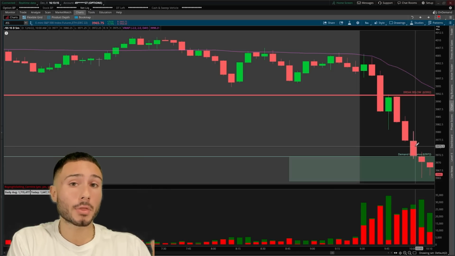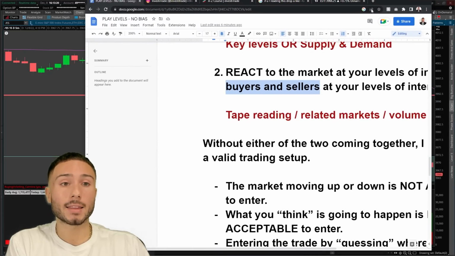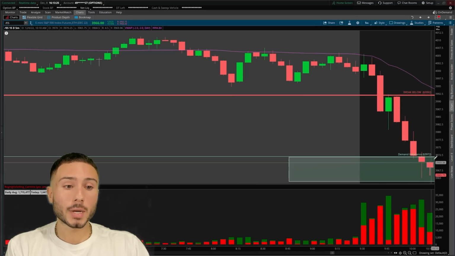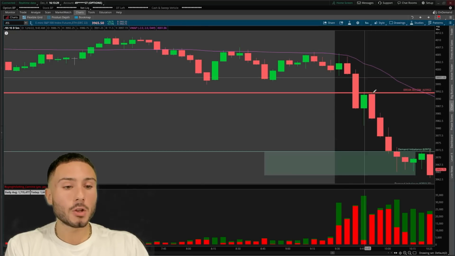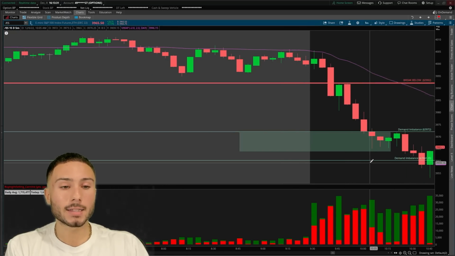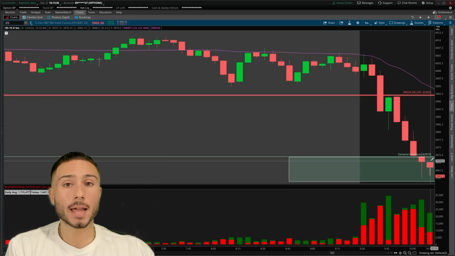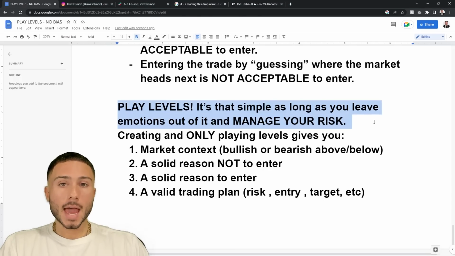That's just coming up with a level and not following the second process, which is reacting. So if we come up with step one, which is creating a level, right? As soon as we hit 3972, we're going to get long off of that sole reason that we hit demand, and then you would have got destroyed because you didn't react. If you reacted, you would have noticed there was no buying at this demand zone. So it would have prevented you from taking a setup. It's as simple as just playing levels, creating them, leaving your emotions out of it, and managing your risk.